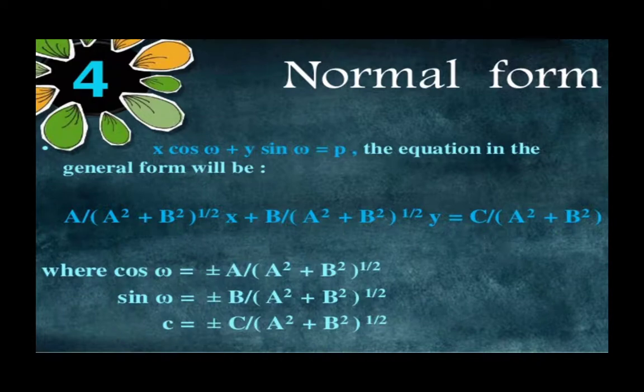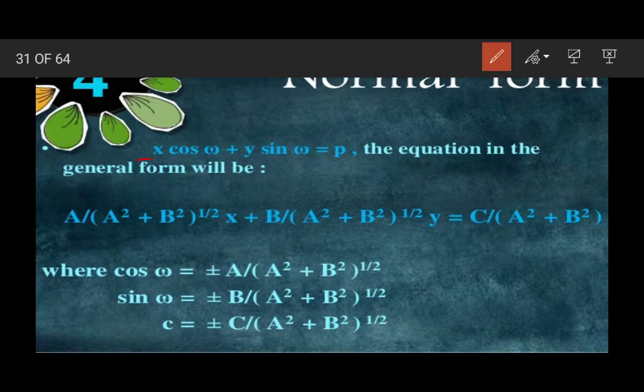The normal form is x into cos omega plus y into sin omega equal to p.